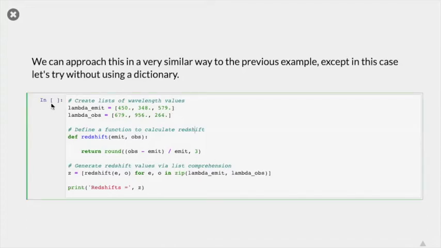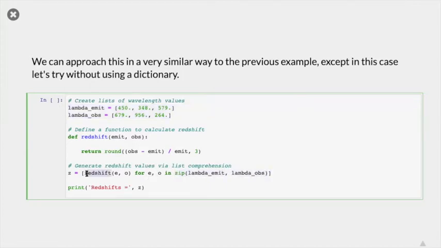But imagine in this case, somebody didn't give us a dictionary. They gave us two lists. So they give us a list of the emitted wavelengths and a list of the corresponding observed wavelengths, right? We could create a dictionary from these objects if we wanted to, but we might not need to. We don't need to have an extra intermediate step in this processing, because what we could do is simply stick both of them into our list comprehension expression.